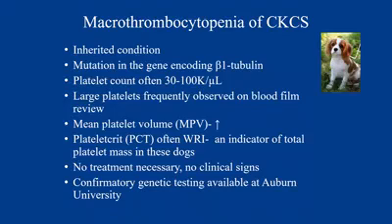So what is this? This is an inherited condition. It's a mutation in a gene encoding beta-1 tubulin, although there are other mutations, but this is the one that we can test for. In these patients, your platelet count is often in the range of 30 to 100,000. There are some patients who can have a lower count, but it's not usual for them to get below that. You will generally see large platelets that are frequently observed on blood film review.